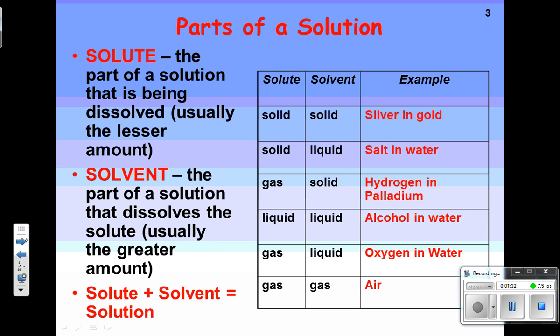Okay, so we're going to go forward here. All right, so parts of a solution. We can have lots of different things. When people think of solution, that's what they think of first, like salt water. But we can have lots of different things. We could have a solid and a solid, that's like silver and gold. We could have a solid and liquid like salt and water. We could have a gas and a solid like hydrogen and palladium. We could have liquid and liquid like alcohol and water. We could have a gas and a liquid like oxygen and water. We can have a gas and a gas, as in air. Air is a mixture, a solution.